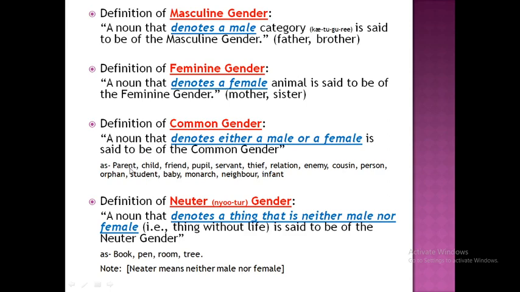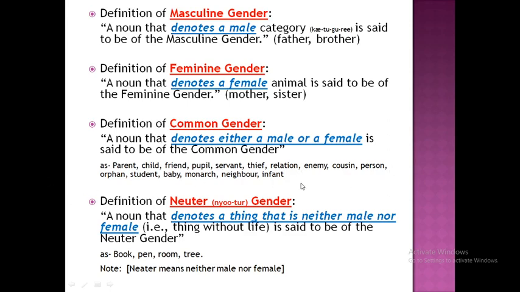Like parent. Parent, that can be mother, that can be father. Child, that can be a boy, that can be a girl. Friend, pupil, servant, thief, that can be a boy, that can be a girl. Relations, enemy, cousin, person, orphan, students, baby, monarch, neighbor, infant. These all names refer to male and female commonly.